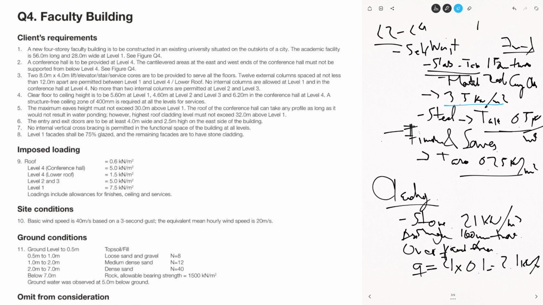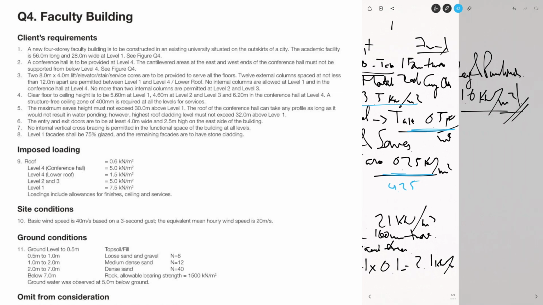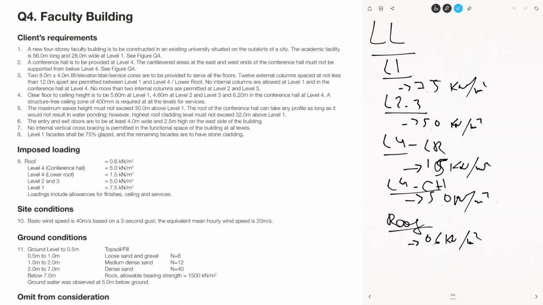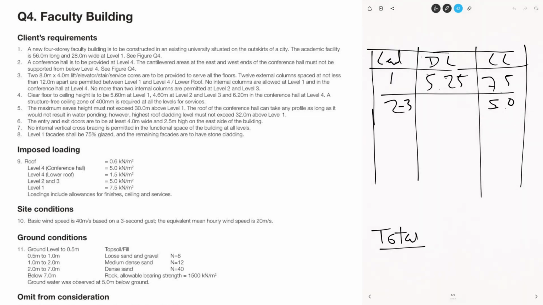Okay, so 3.5. We got as a dead load the weight of the slab, and then the steel itself is 0.5, and then we got the finishes and services, so 3.5, 0.5, so it would be 4.25. So 4.25.